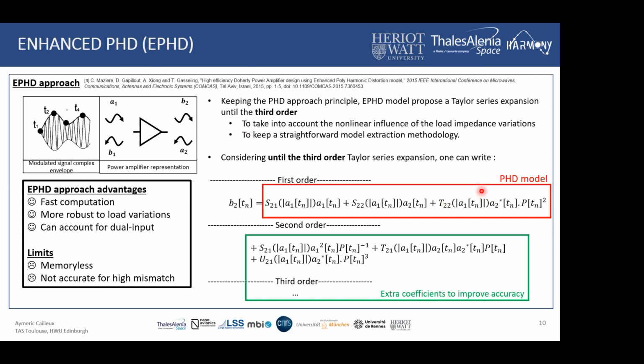And then you can see here that B2 will be equal to the first PhD model I just presented, but will be also dependent on some extra coefficients to improve the accuracy. And then it enables us to take into account the nonlinear influence of the load impedance variations while keeping a straightforward model extraction methodology. The main advantages are that it's still fast in terms of computation time. It's more robust than PhD model to load variations. And again, it can account for dual inputs. The main limitations are, again, that it's memoryless and that it's not really suitable for very high mismatch.